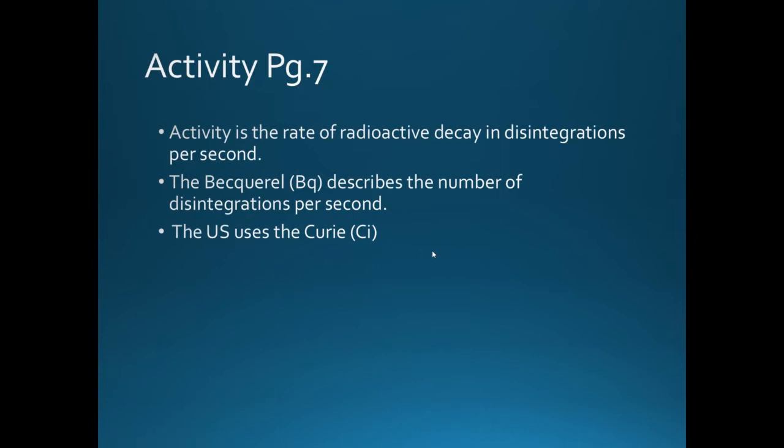Now we're going to talk a little bit about the characteristics of radioactivity and some of the measures that we use to quantify and qualify radioactivity. So activity is the rate of radioactive decay in disintegrations per second. When something decays, we look at it in terms of disintegrations per second, or how many times it comes apart per second and releases these particles. The unit that describes this is called the becquerel, and it describes the number of disintegrations per second. This is the unit we're most concerned with here.